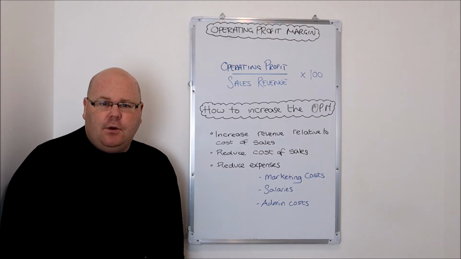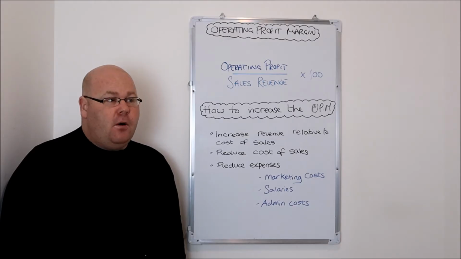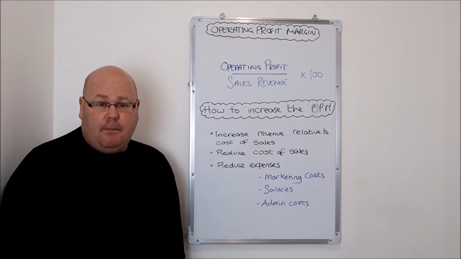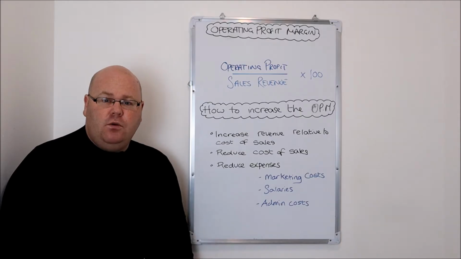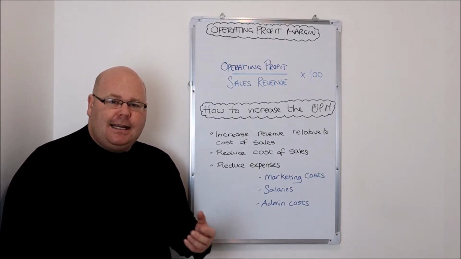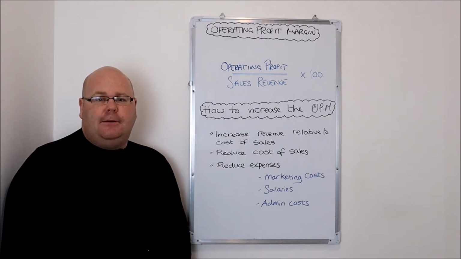The formula to calculate the operating profit margin is very simple. We simply take the operating profit figure from a business's income statement or statement of comprehensive income, divide that by the sales revenue achieved in the same year, and multiply it by 100. That shows us what percentage of every £1 sales revenue managers have left over or have converted into operating profit.